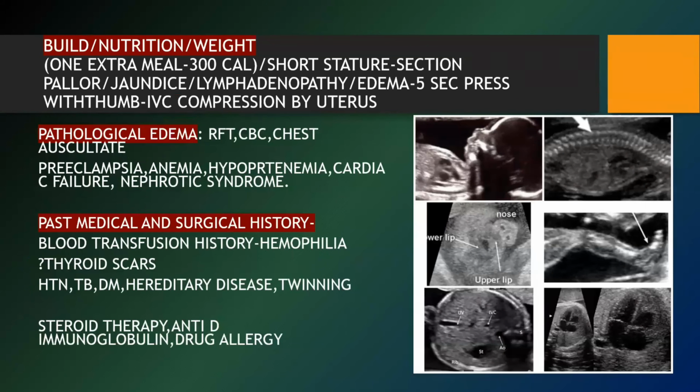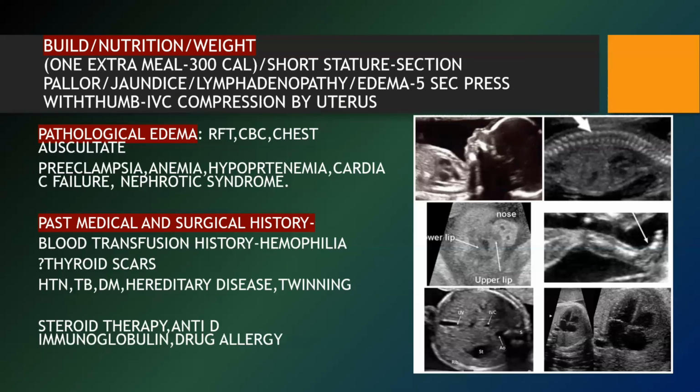We have to press for 5 seconds with the thumb over the medial malleolus and anterior shin. Usually in pregnancy, pedal edema appears because of IVC compression by the gravid uterus. We have to differentiate physiological edema from pathological edema. Pathological edema causes include anemia, preeclampsia, hypoproteinemia, cardiac failure and nephrotic syndrome. We have to order RFT and CBC, and we have to auscultate the chest.